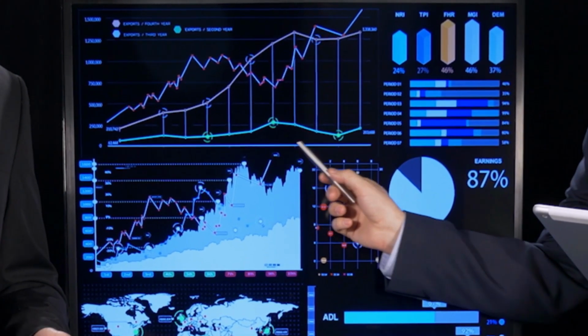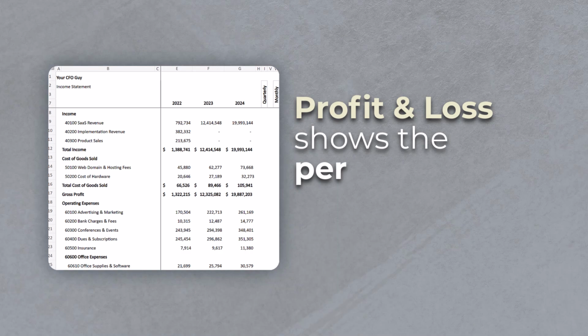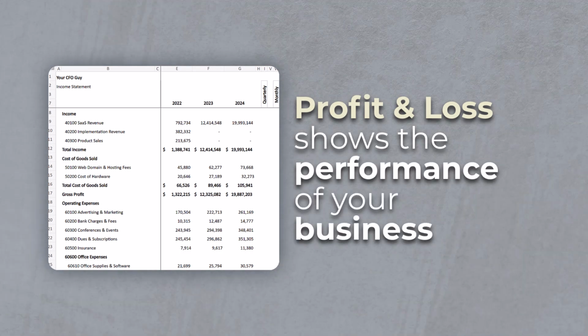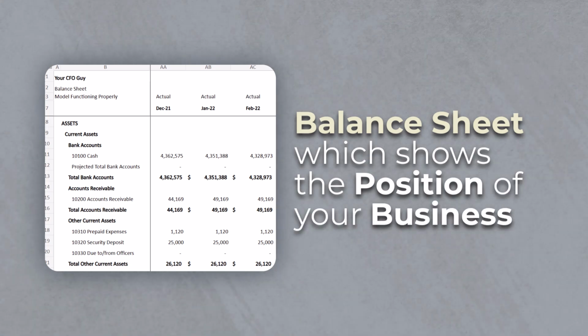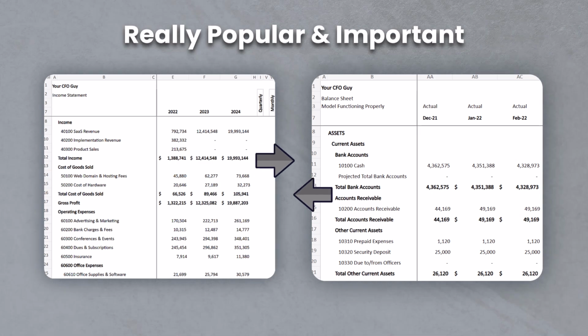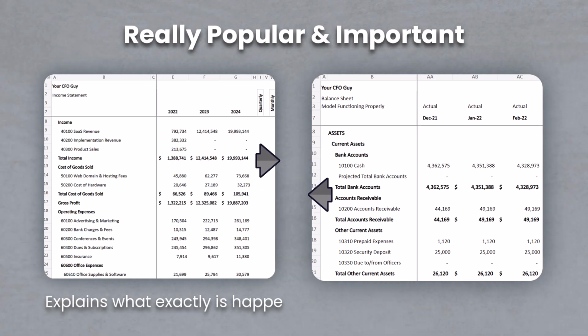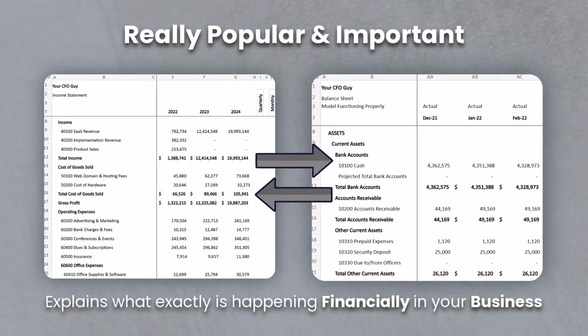See, your chart of accounts is designed to explain what exactly is happening in your business. By what is happening in your business, I mean via your profit and loss, which shows the performance of your business, and your balance sheet, which is like a snapshot that shows the position of your business. Now, these two statements are really popular. They're a very common way to explain what exactly is happening financially in your business.